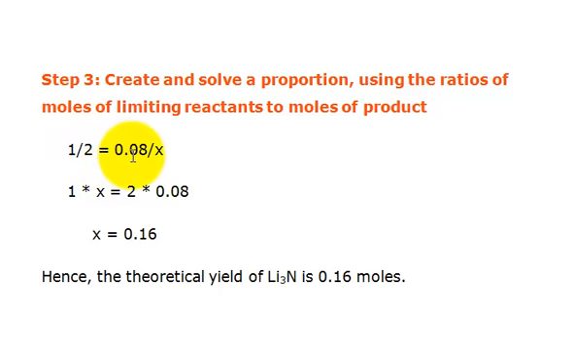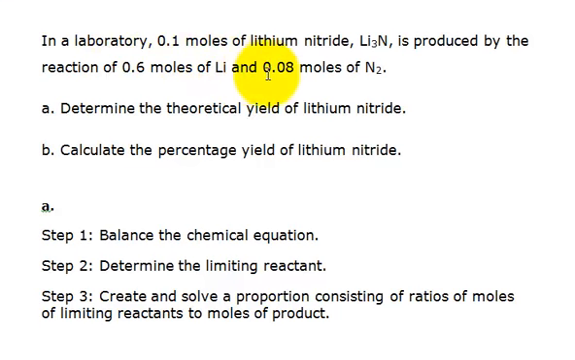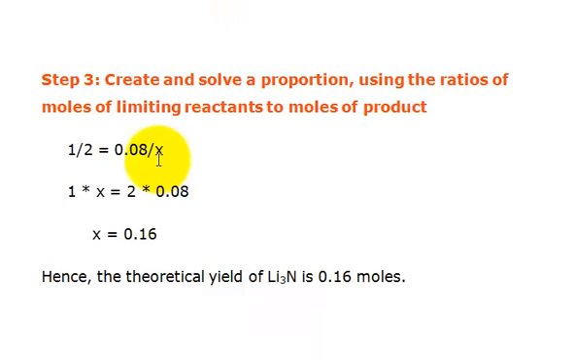The second ratio contains a known value and an unknown value. The known value is the moles of limiting reactant, or the moles of nitrogen, which is given in the question. And the moles of nitrogen is 0.08 moles. The moles of product is not given. So let X represent the moles of product.